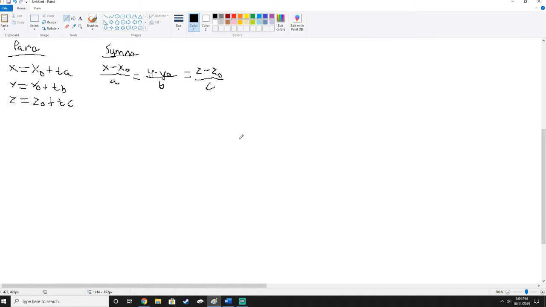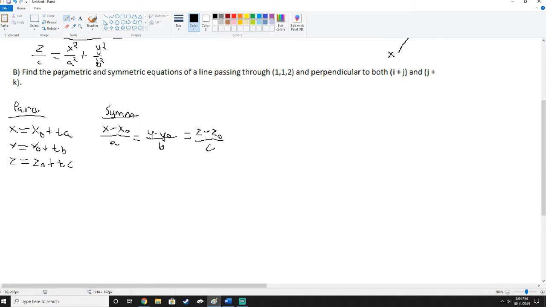Now, on to part B, we have to find the parametric and symmetric equations for a line passing through the point (1, 1, 2) and that is perpendicular to both i + j and j + k.